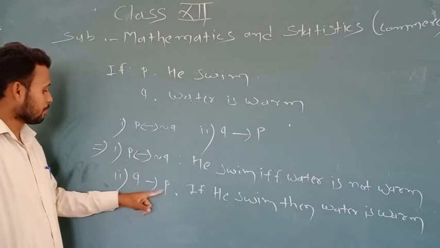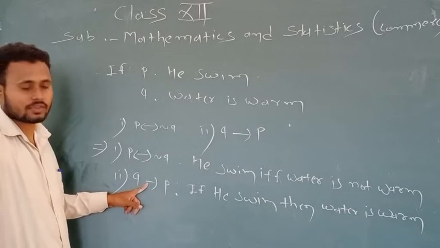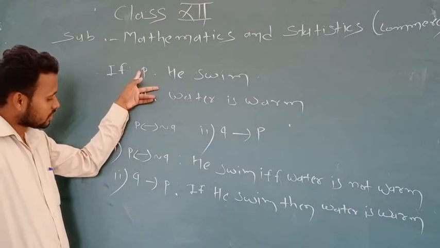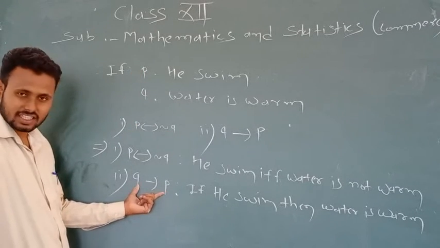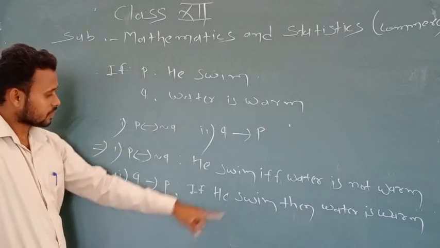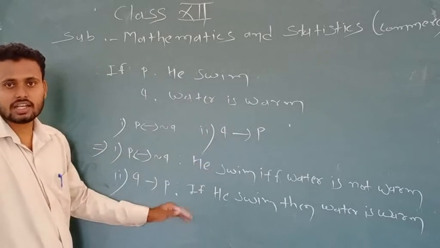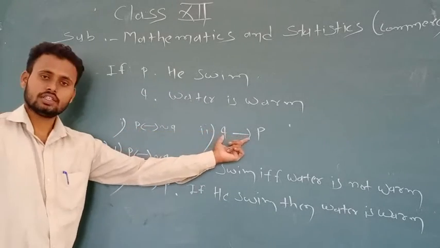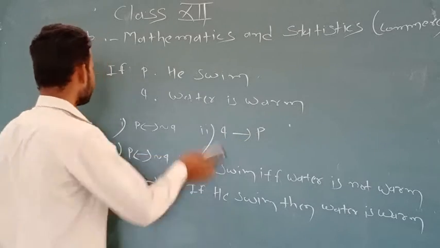Second, Q implies P. This symbol means if-then. Therefore, we write the conditional statement of these two statements. That means if he swims, then water is warm, which is the required verbal statement of the given symbolic statement.